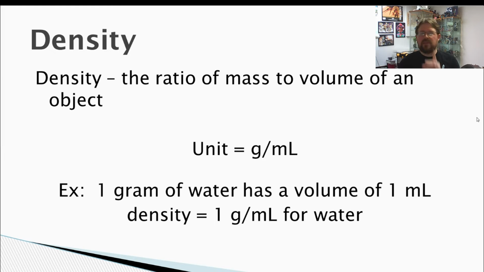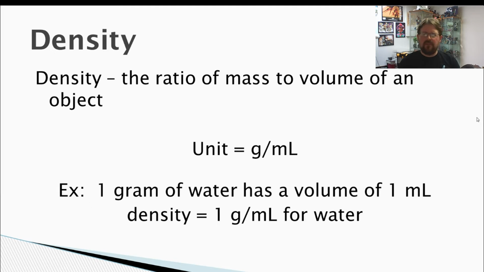No, and that's because think about it. If you had 100 grams of water, do you think it would still just be 1 milliliter? Is it still just going to take up 1 milliliter of space? No, it's going to take up more space. Well, how much more? 100 grams of water would take up 100 milliliters of space. Now think about that in terms of density. 100 over 100. What's 100 over 100? 1. That means that water, no matter how much there is, still has a density of 1.